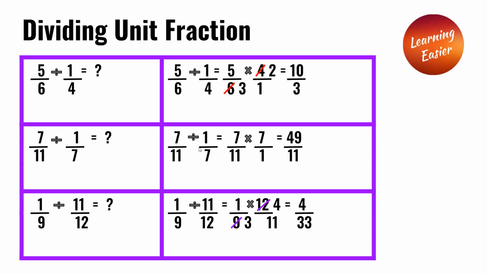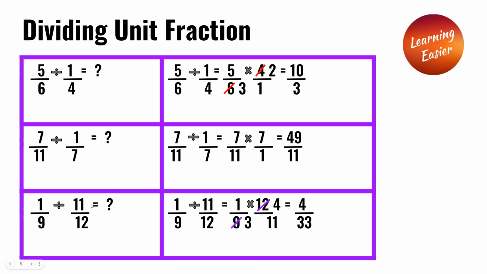7 over 11 divided by 1 over 7 is equal to 7 over 11 times 7 over 1 when doing KCF. 7 times 7 is 49. 11 times 1 is 11. So the answer is 49 over 11.